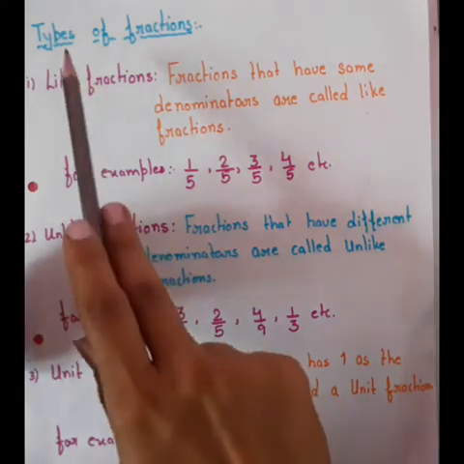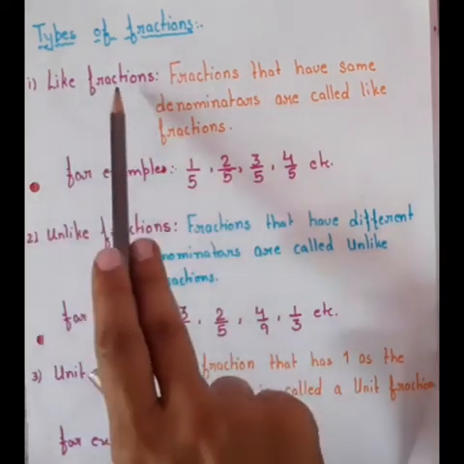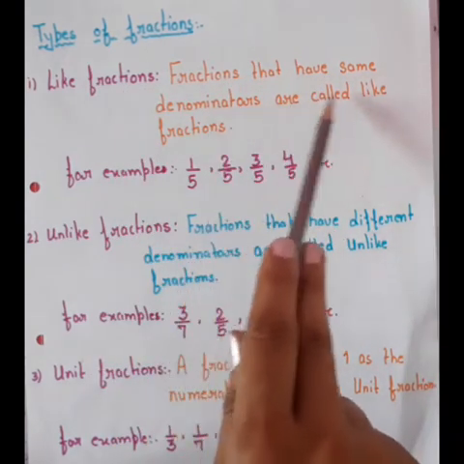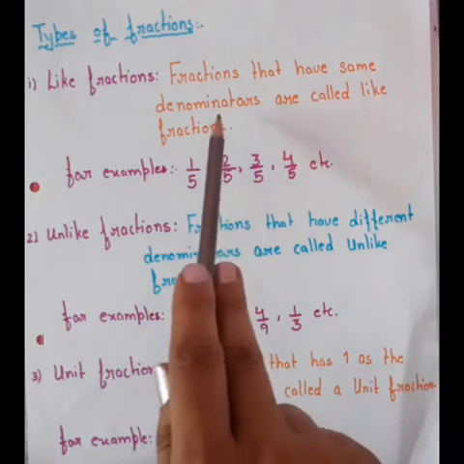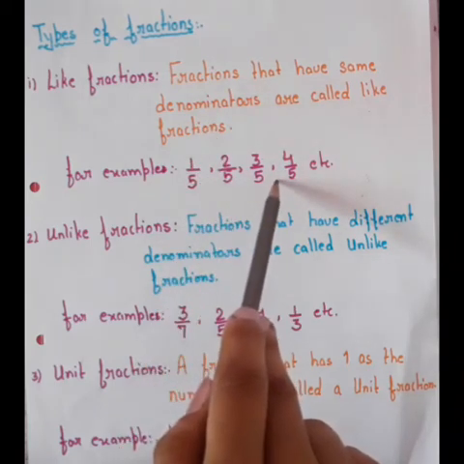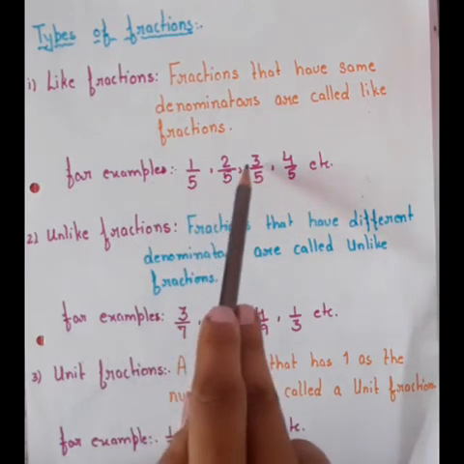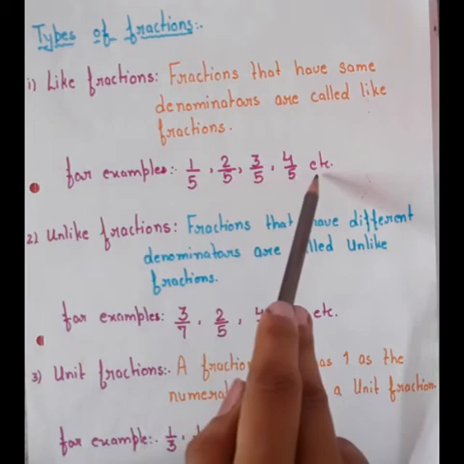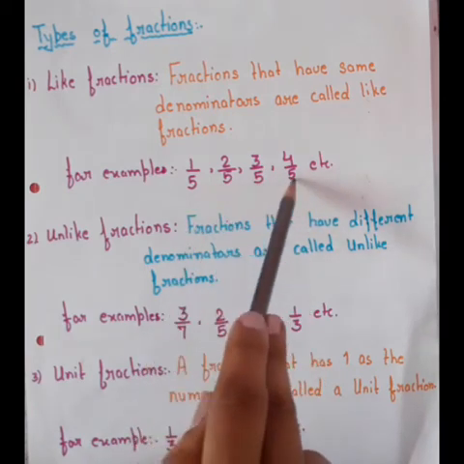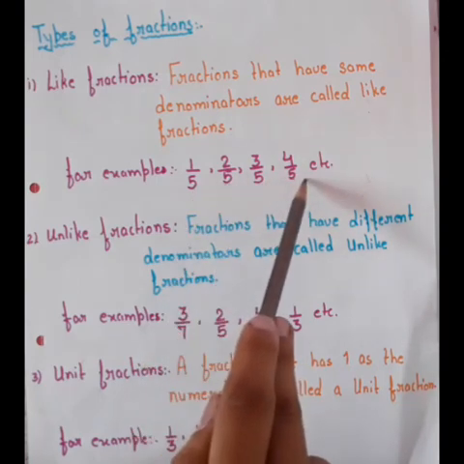Now next are the types of fractions. First is like fractions. Fractions that have the same denominators are called like fractions. So if fractions have the same denominator, they are said to be like fractions. For example, 1 upon 5, 2 upon 5, 3 upon 5 and 4 upon 5, etc. Here you can see all of them have 5 as the denominator. So all are said to be like fractions.